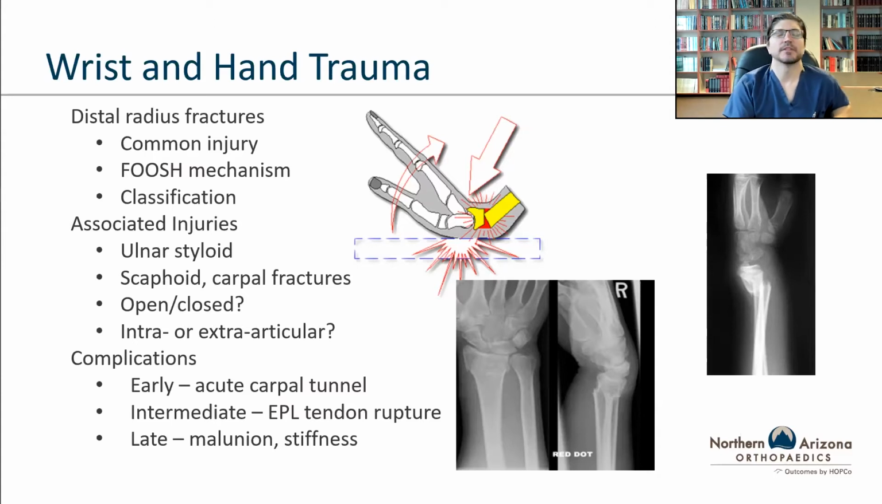In the intermediate term, if this is treated non-operatively or operatively, we look at the function of the tendons because they can be involved over the course of several weeks after initial injury. At the late term, several weeks to months after injury, we always look for stiffness and limitations with range of motion and whether or not there's a malunion, which means that the bone did not heal in the proper location or alignment.